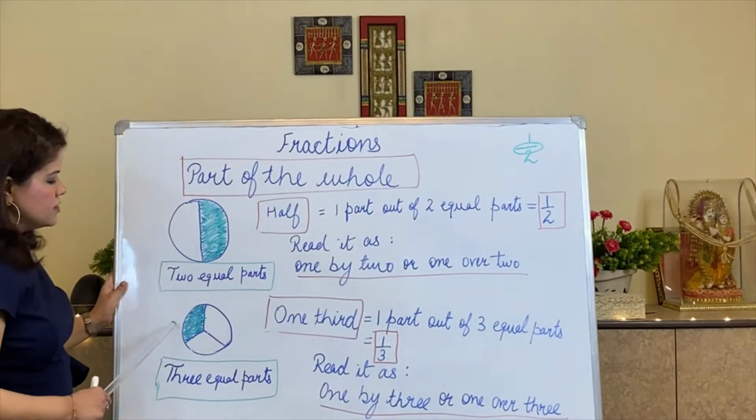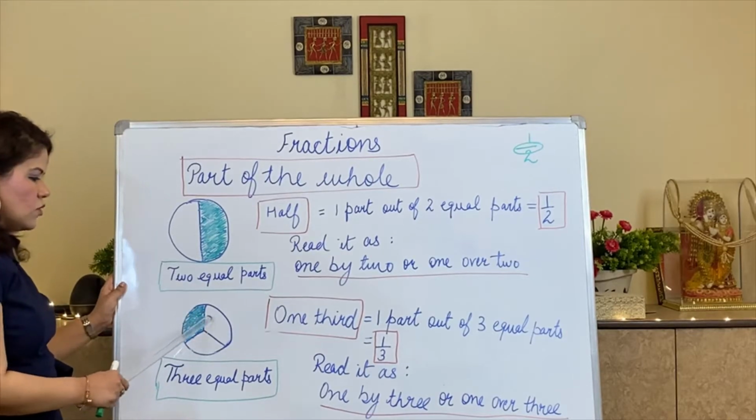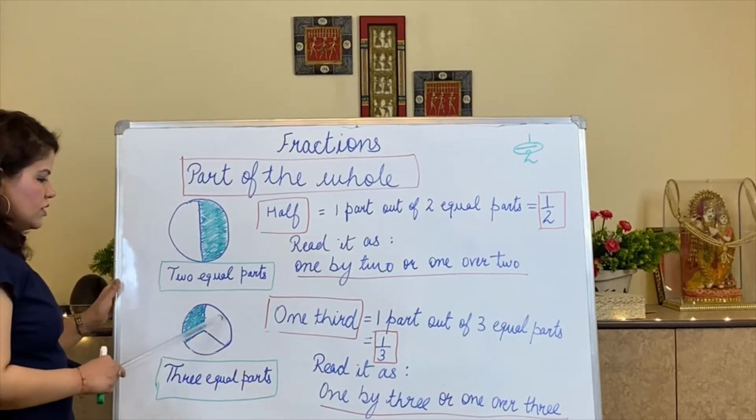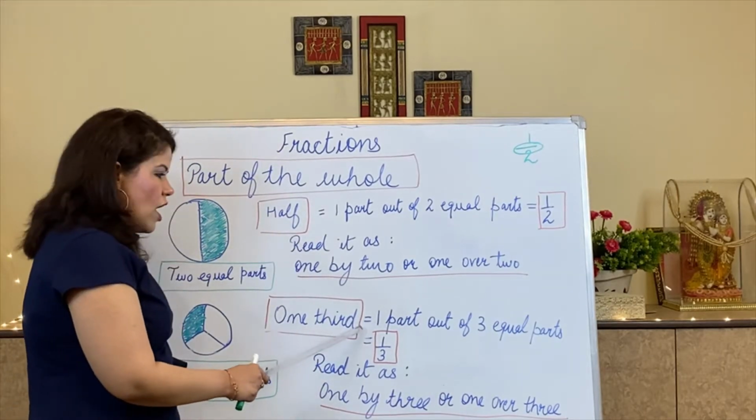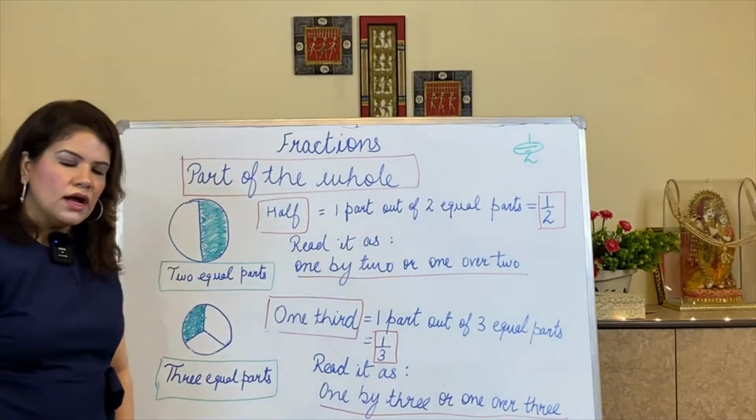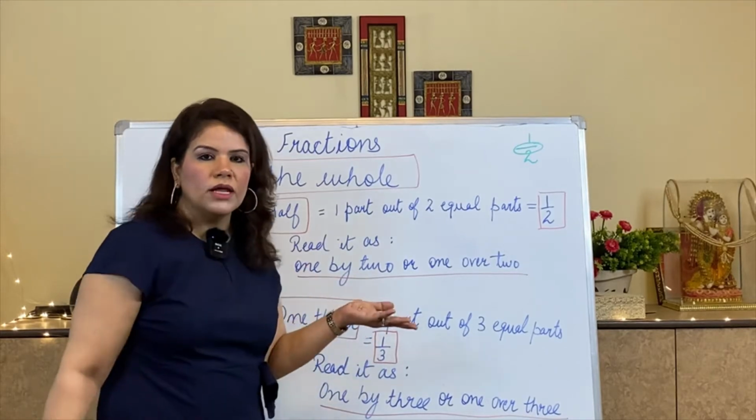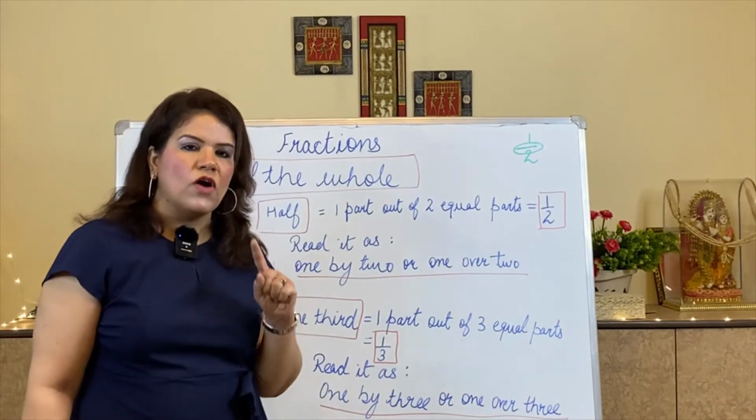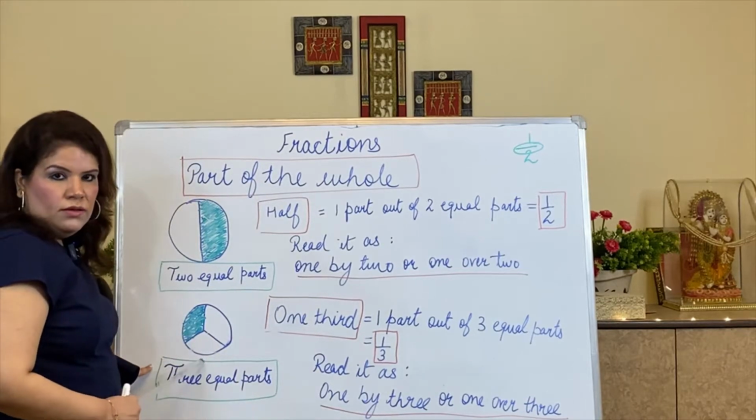So now I am taking three equal parts. I have divided the circle into three equal parts. But I am going to talk about this part only, not these unshaded parts. So how will we write it? 1/3. One part out of three equal parts. And how am I going to write that? It is 1, that is the shaded part, out of how many parts? Out of three parts. I am talking about only one part which is shaded, and these three parts are equal.